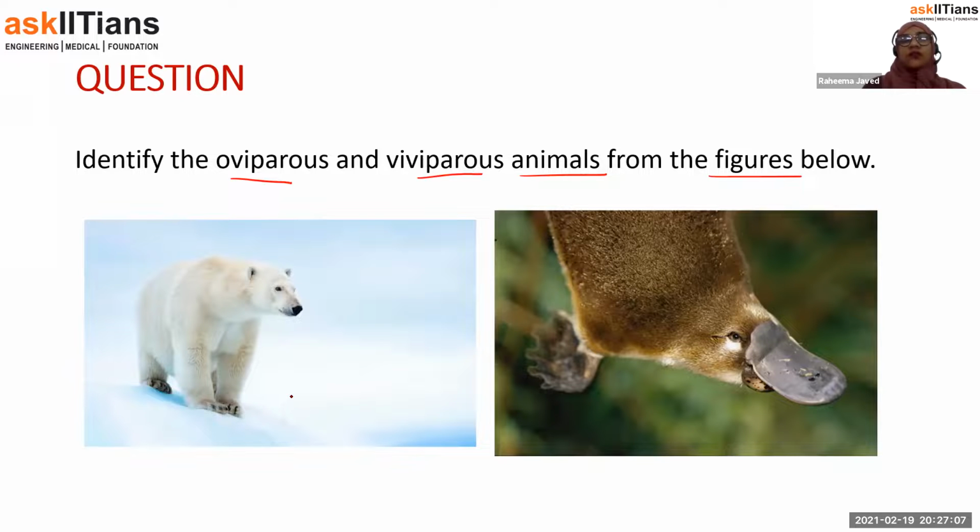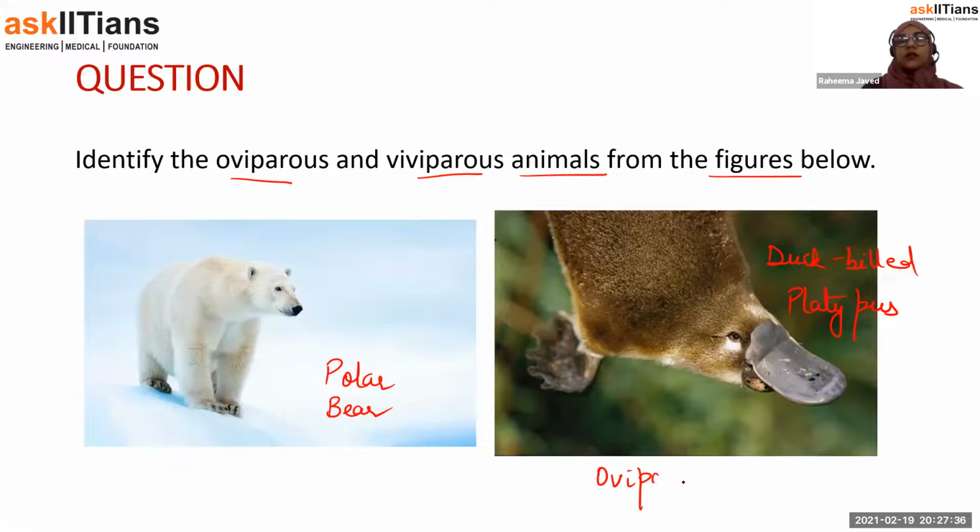Okay, so the first figure is of a polar bear, and in the second figure, a duck-billed platypus is shown. Like I said, the duck-billed platypus is a mammal, but it is the only exception among the viviparous mammals. So the duck-billed platypus is oviparous and the polar bear is viviparous among these pictures.